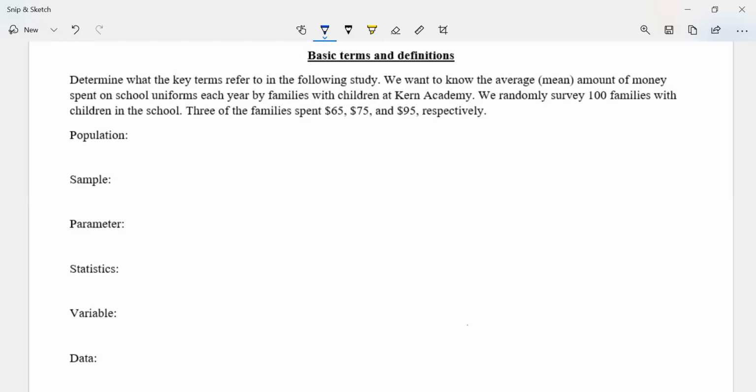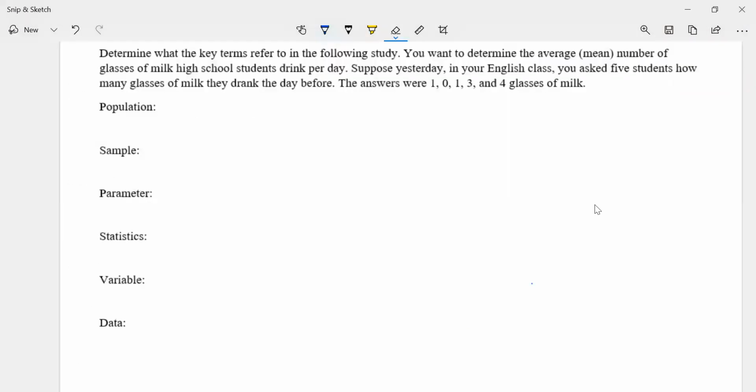All right, let's take a look at another example. Let me take a look at our second example here. Remember, statistics, we're doing a study. So here, determine what the key terms referred in the following study. You want to determine the average or mean number of glasses of milk high school students drink per day. Suppose yesterday in your English class, you asked 5 students how many glasses of milk they drank the day before. The answers were 1, 0, 1, 3, and 4 glasses of milk.